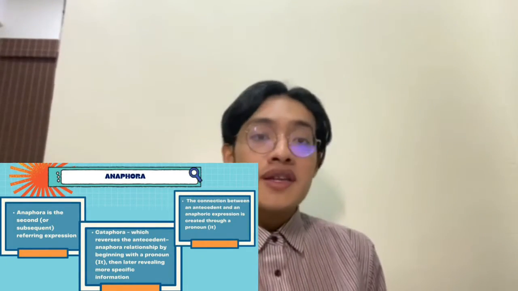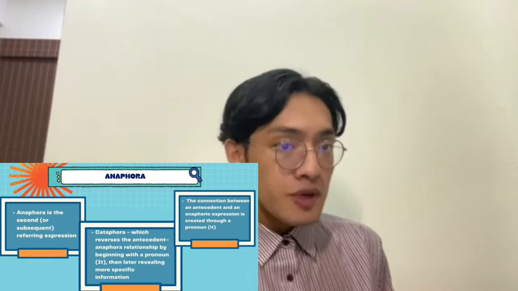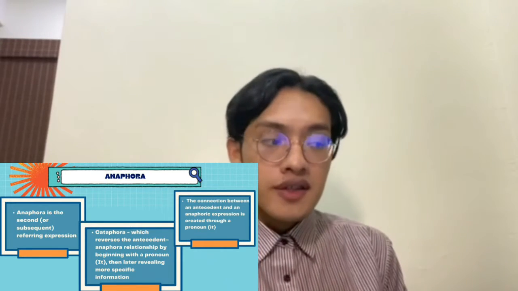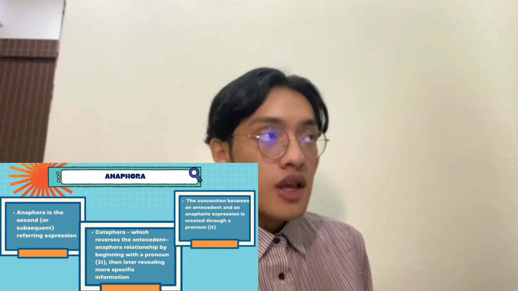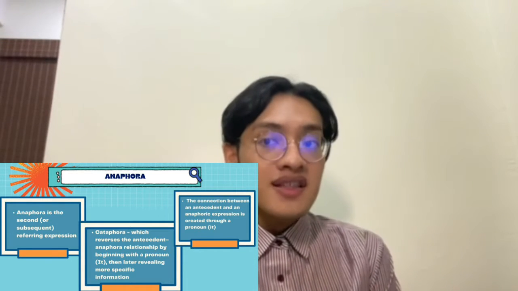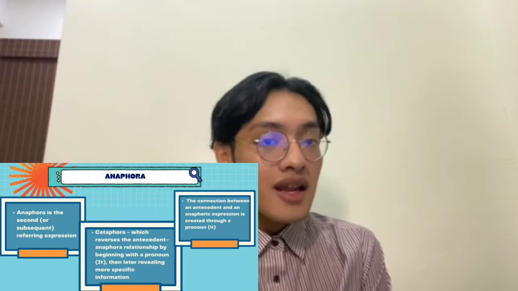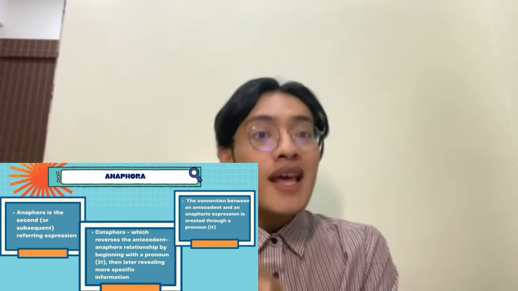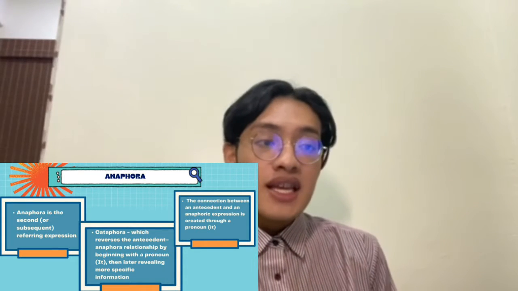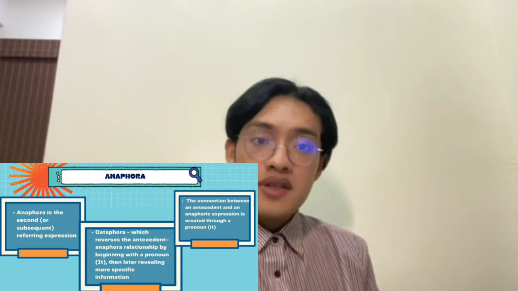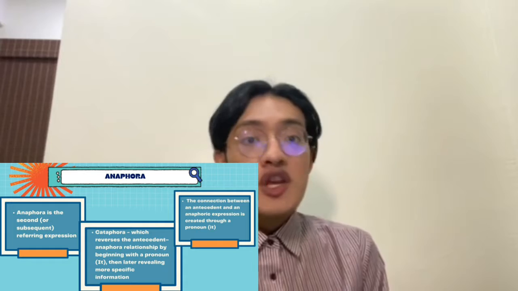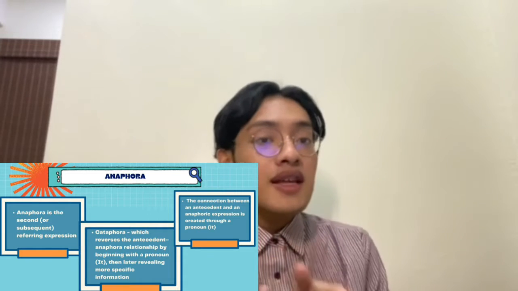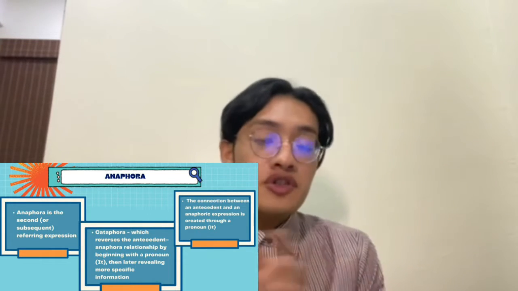So anaphora is the second or subsequent referring expression. Let me give you a sentence. Jamal went to the supermarket. He bought milk and biscuits. So Jamal here is the antecedent, which is the first thing, when the noun is mentioned, and he bought milk and biscuits. So the he is the anaphora, which refers to Jamal. The second time it is used to refer to Jamal.